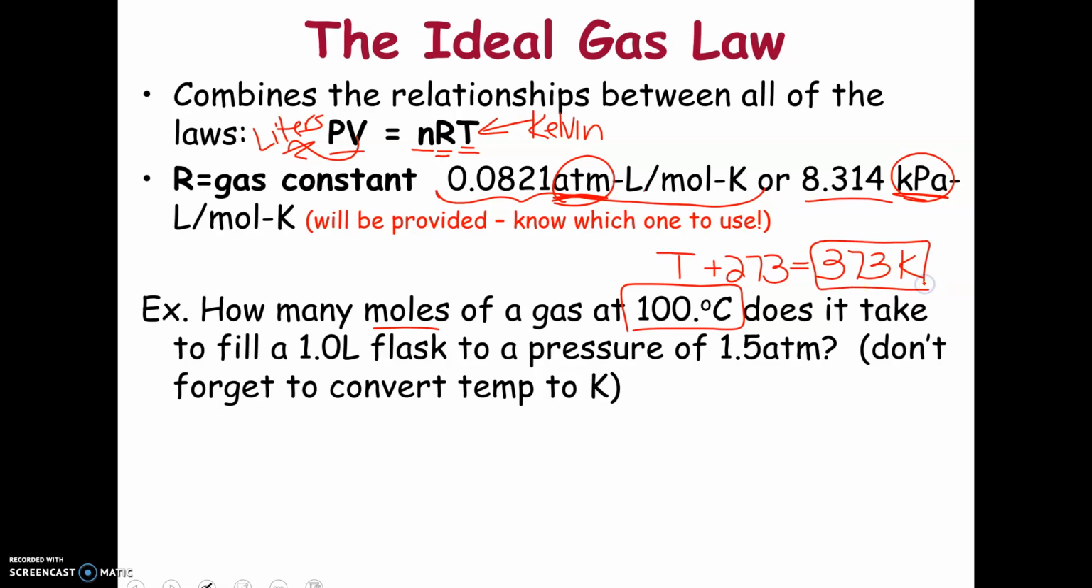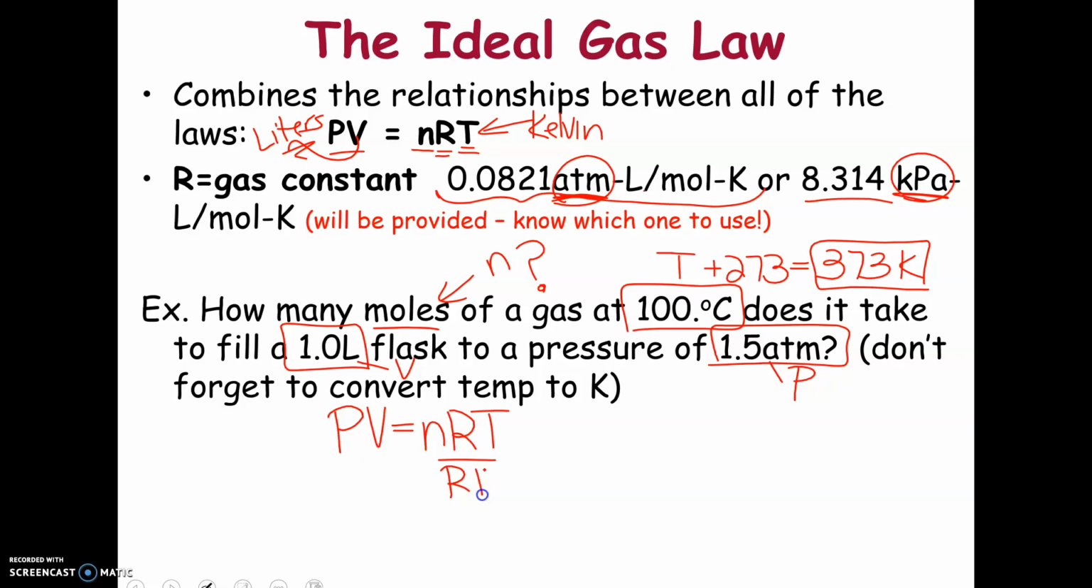So we have a T. A 1 liter flask. So we have a V. And then our pressure is a P. All right. So our formula, PV equals nRT. And in this case, we're looking for N. So we can manipulate this. If we divide both sides by RT, we would get that N would be equal to PV over RT.